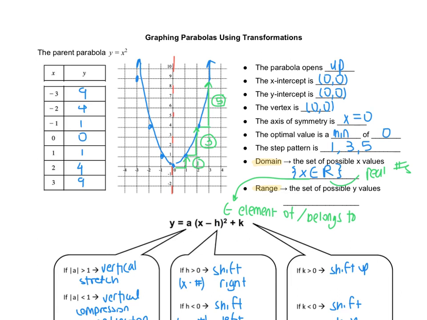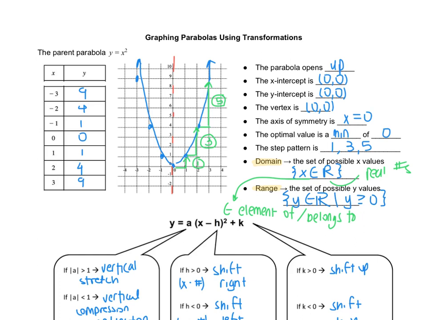We have a minimum of 0, which means everything is above 0. So the way we write that is, we still start the same way. y is an element of all real numbers. But then we have to say, but wait, you can't have any negative numbers. So you want to say y has to be greater than or equal to 0. So y is greater than or equal to 0.